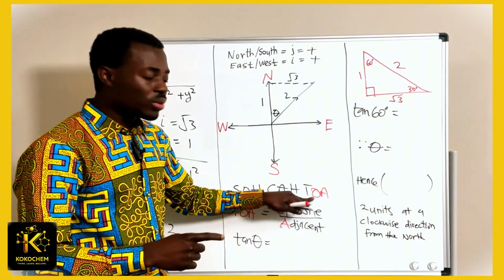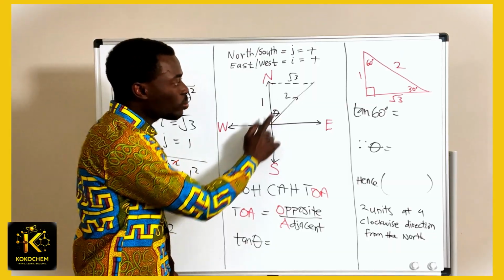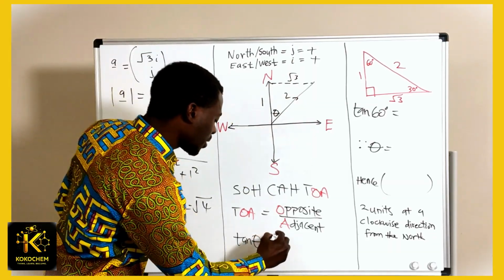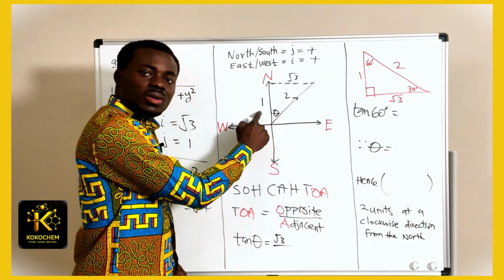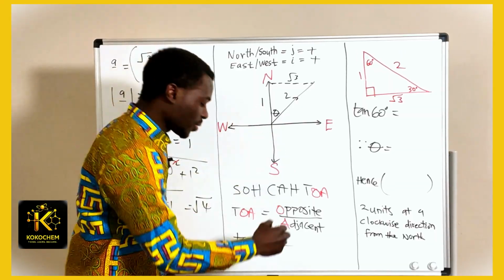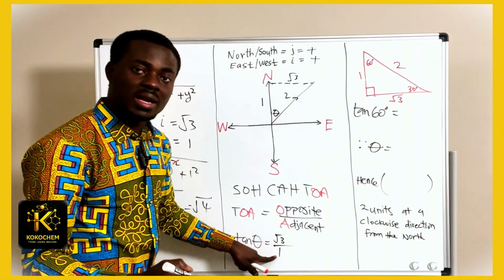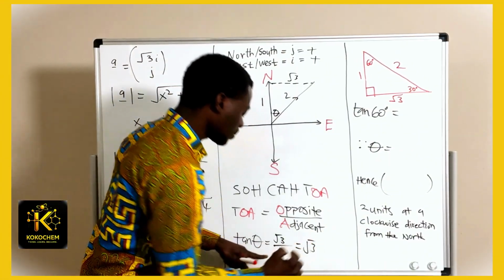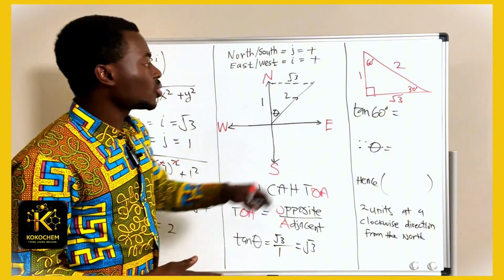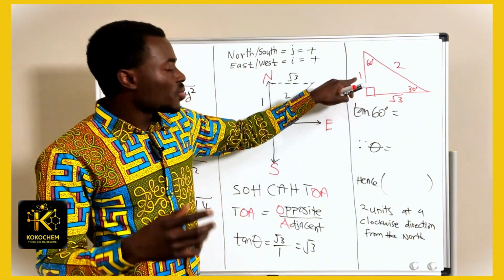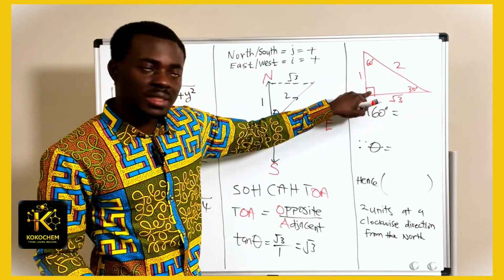Tan is opposite over adjacent. Here the opposite is root 3 and the adjacent is 1. So therefore tan theta is equal to root 3 over 1, which is root 3. But we still don't know the value of theta. We use the special right angle triangle with angles 60 degrees, 30 degrees and 90 degrees.